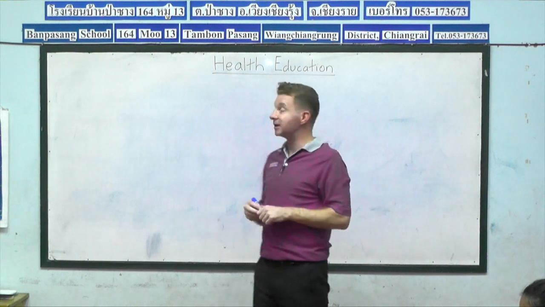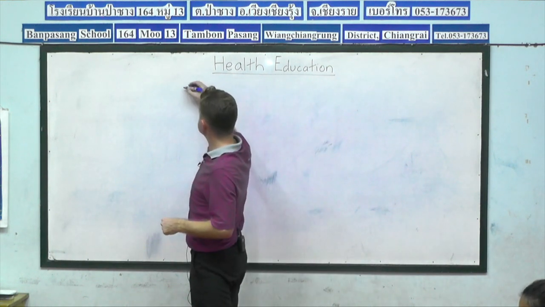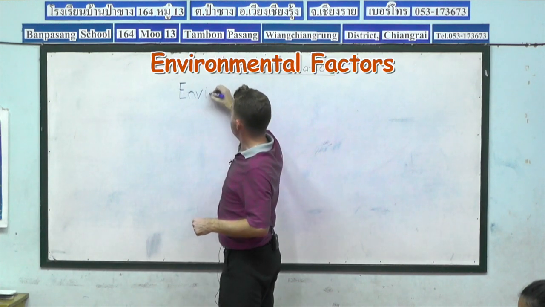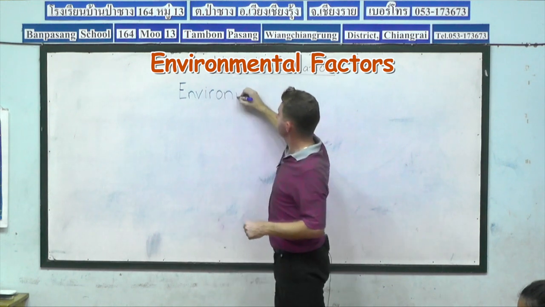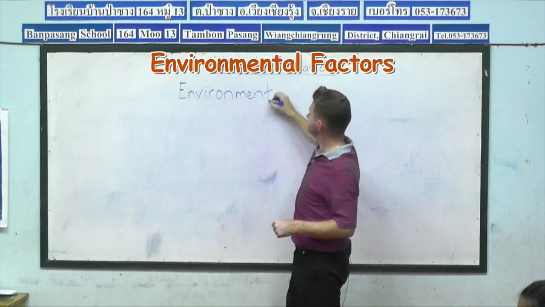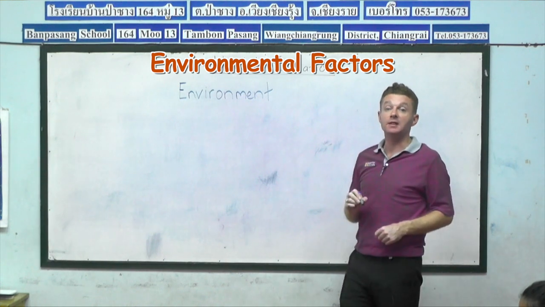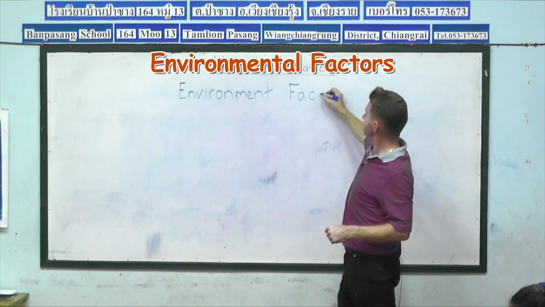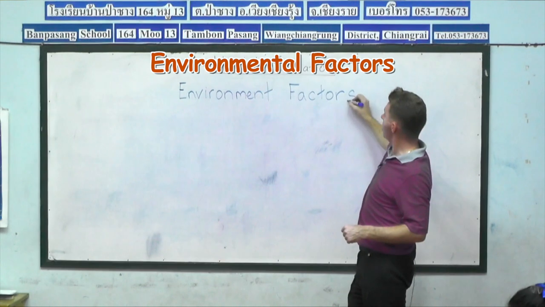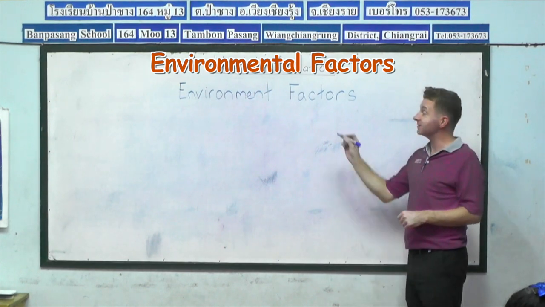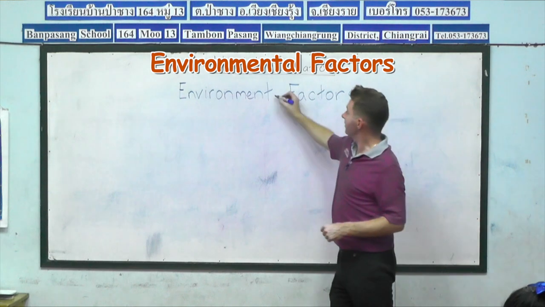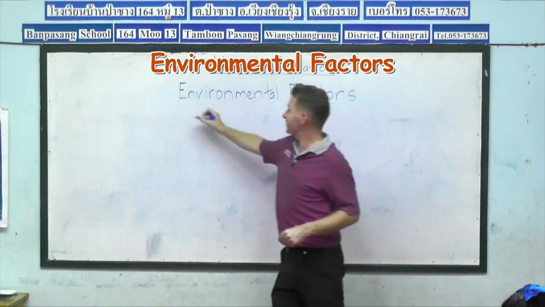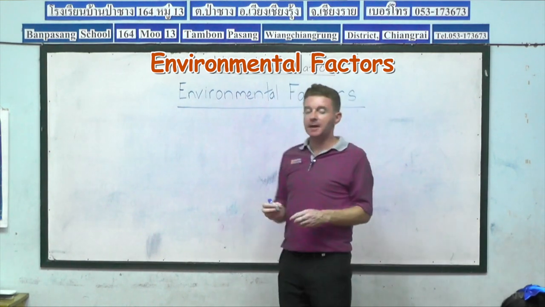So first of all, I'll write that phrase on the board. Environment is spelled E-N-V-I-R-O-N-M-E-N-T. Environment. And then factors is spelled F-A-C-T-O-R-S. So all together, guys, environmental factors.